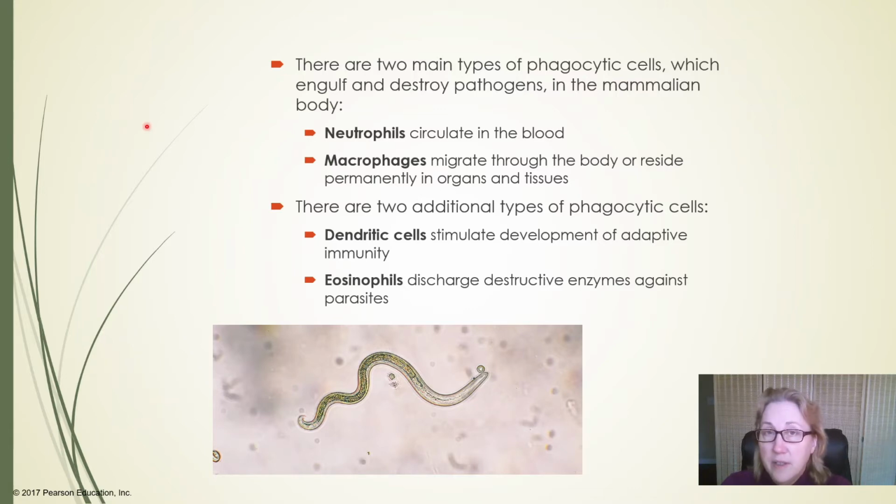Macrophages migrate in different parts of the body. They're in the lymph, and they're also in your interstitial fluid, and they as well are looking for something to react to all the time.